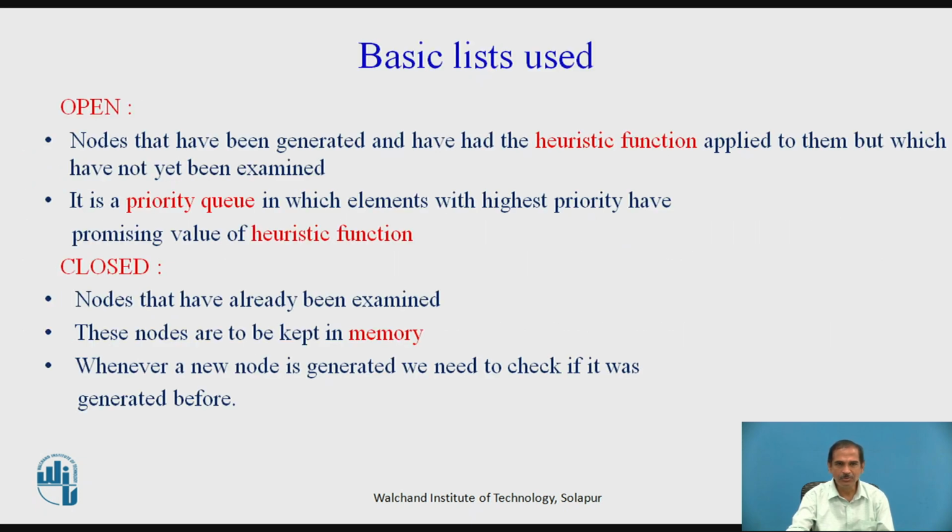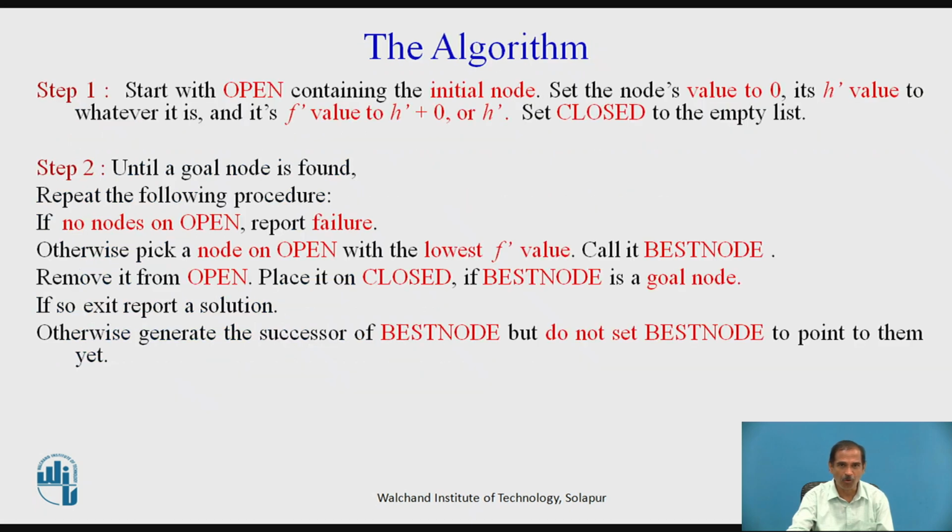The basic lists used are open and closed. Open has nodes that have been generated and have had a heuristic function applied to them, but which have not yet been examined. It is a priority queue in which the elements with the highest priority have the most promising value of the heuristic function. The closed list has nodes that have already been examined, and these nodes are to be kept in memory. When a new node is generated, we need to check if it was already generated before.